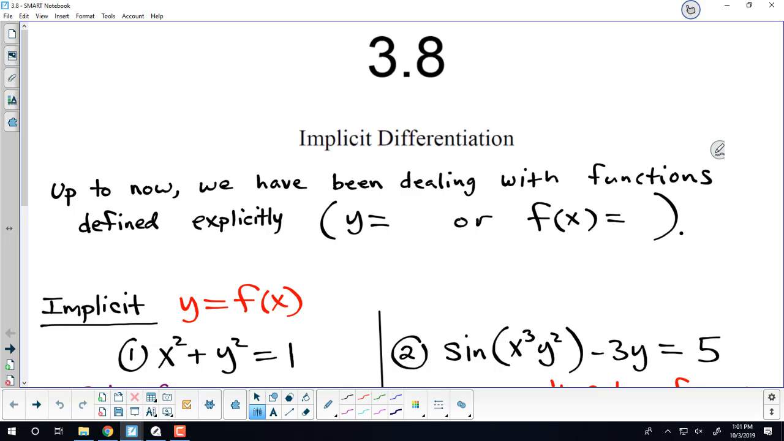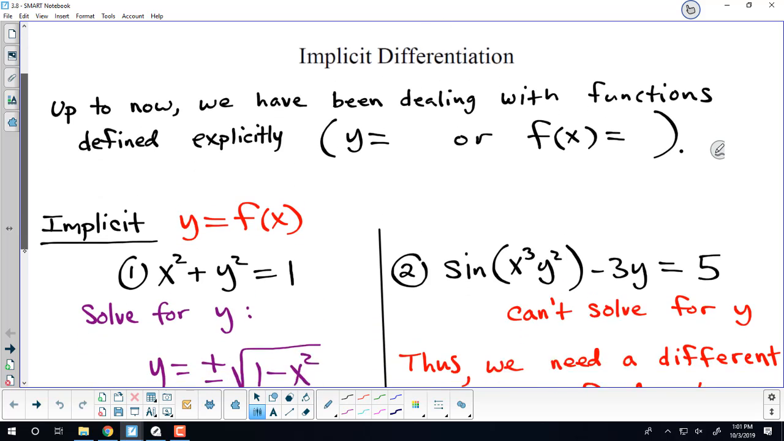Like, we'll look at the example in a minute, like the circle centered at the origin with, let's just say a radius of 1. That's an implicitly defined function, because we can solve for y in terms of x. So we really haven't seen much of that up until this point, which we're going to look at extensively as far as the derivatives are concerned.